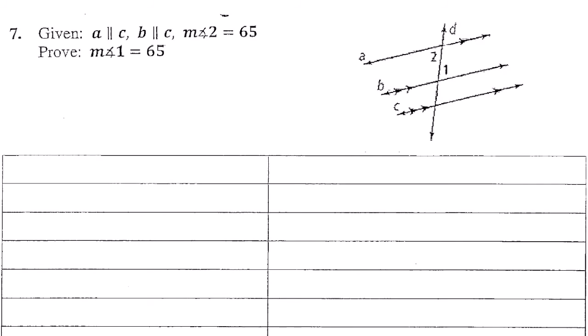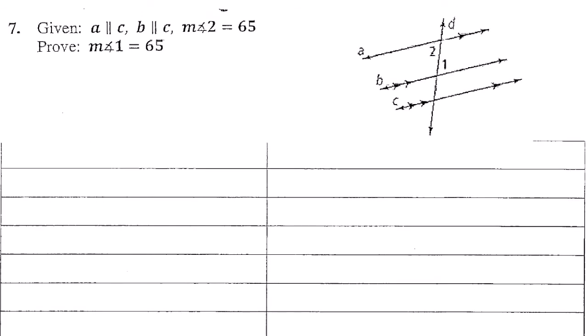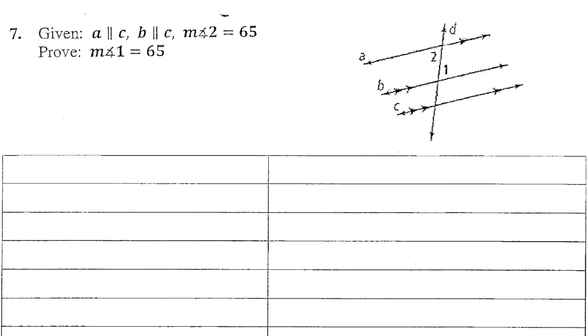Number 7. Finally, we have a pretty straightforward one. As far as I can see, there's really one statement that connects everything, but you do have to use some definitions of congruence, because remember that here we have measures of angles, right? Because we're given parallel lines, we're probably going to use alternate interior, alternate exterior angles, things like that, and those tell us congruent.